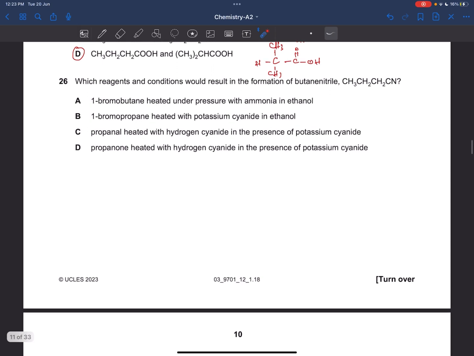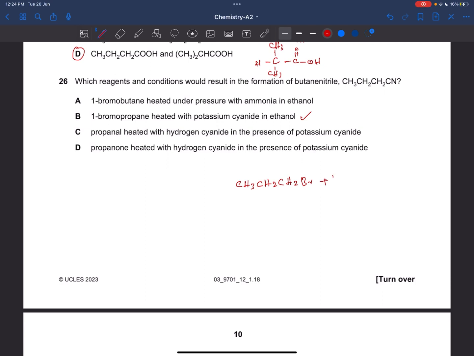Which reagents and conditions will result in the formation of butanenitrile, CH3 CH2 CH2 CN? Alright, so let's have a look at option B. It says 1-bromopropane, so prop means 3 carbons, 1, 2, 3, and we have a Br here because this is our carbon number 1, this is 2, this is 3. So this is 1-bromopropane, which is heated with potassium cyanide and ethanol.